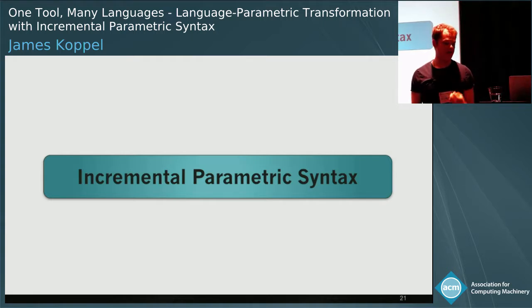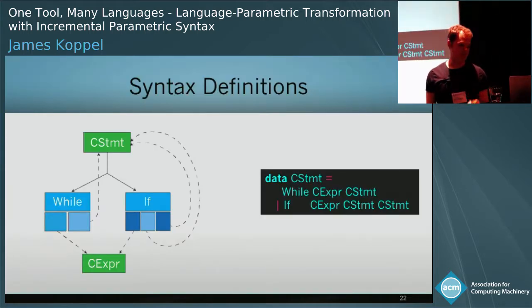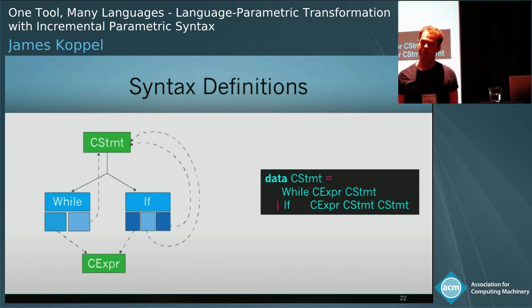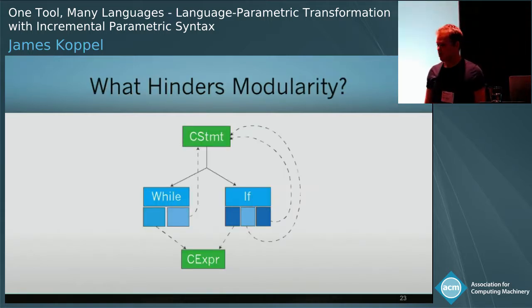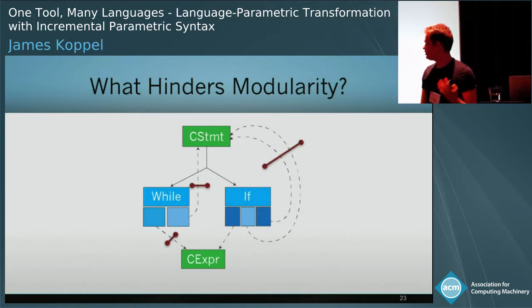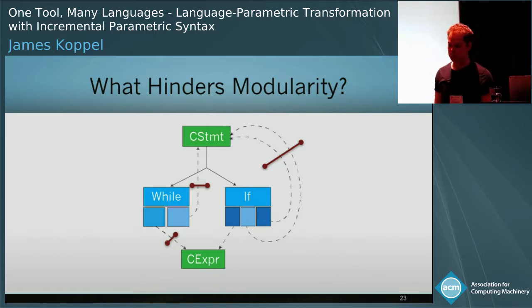The representation that makes this all possible is called incremental parametric syntax. Here's a normal example of a syntax definition. The syntax is given as a set of mutually recursive data types. But the mutual recursion is a huge problem for modularity, because it means that if I want to just look at that single while node, it in turn depends on all the expressions and all the statements of the language. And so because of the recursion, there is no way to write code that only cares about a single node type without being constrained to every other piece of the language.